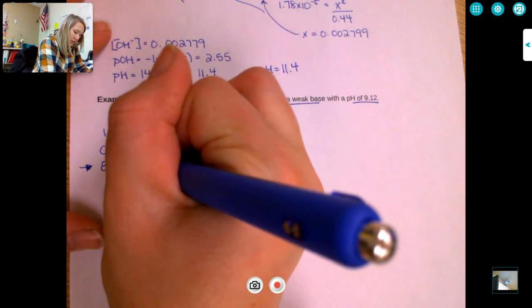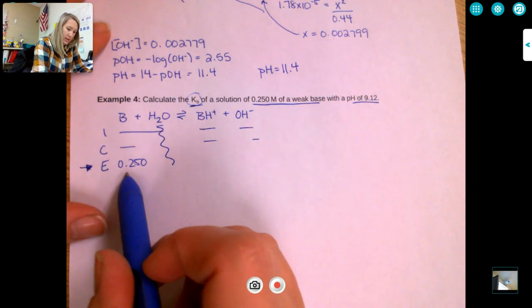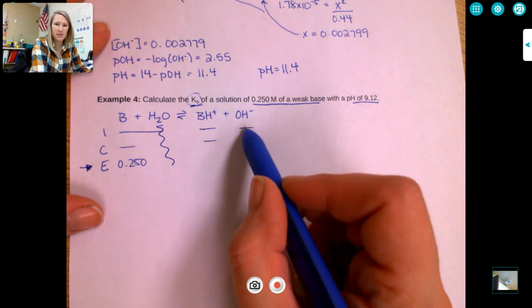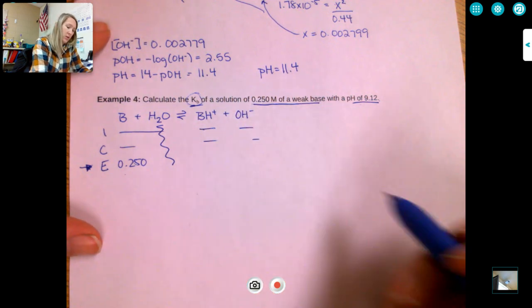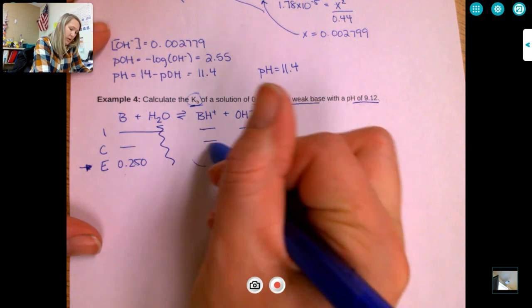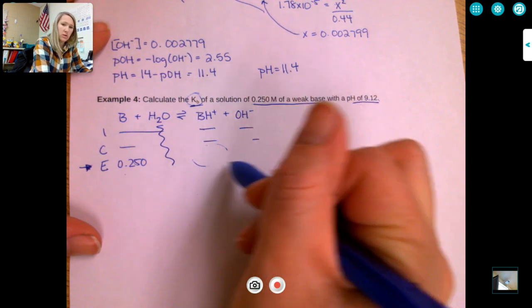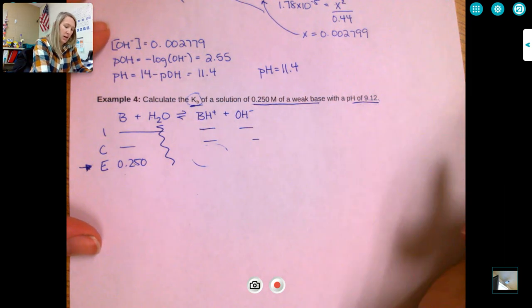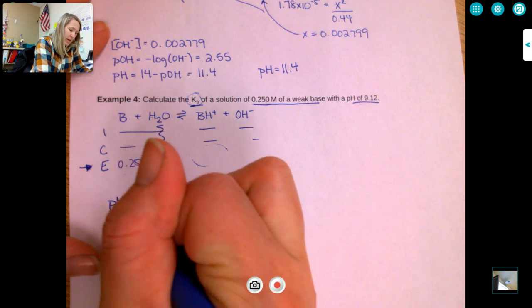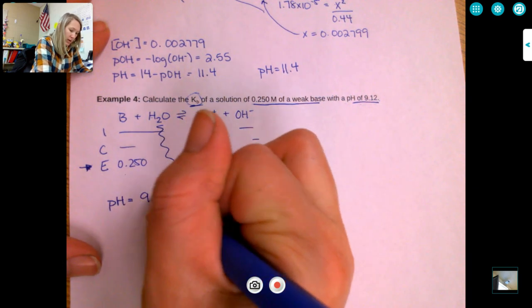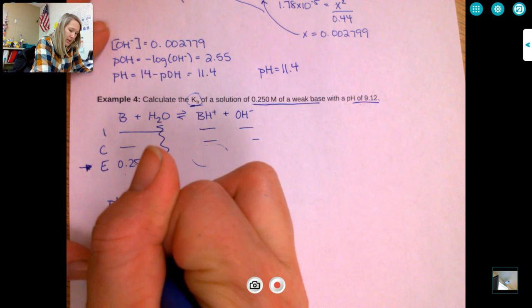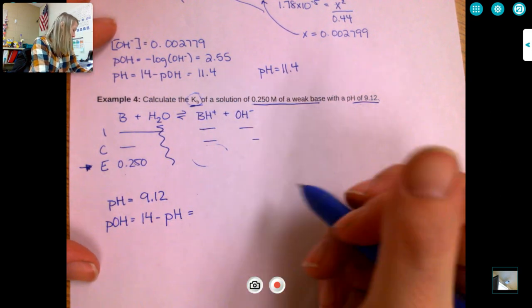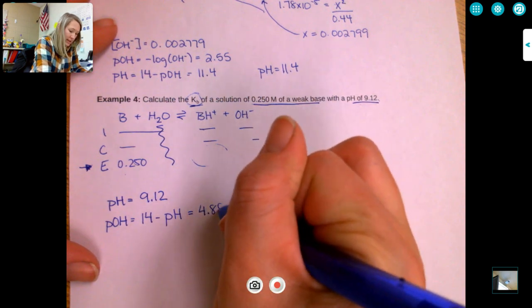So I have a 0.25 molar base, and I'm given my pH of 9.12, but I have hydroxide ions in solution. So that means that in order to figure out this value here and this value here, which I know are 1-to-1, I have to figure out what my hydroxide ion concentration is based off of pH. So if my pH is equal to 9.12, I know that my pOH is 14 minus my pH. So 14 minus 9.12 is 4.88.